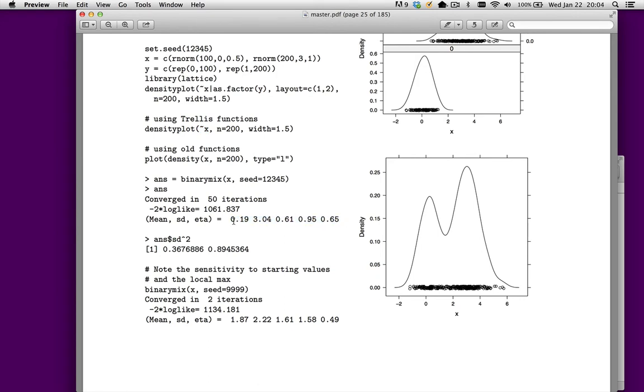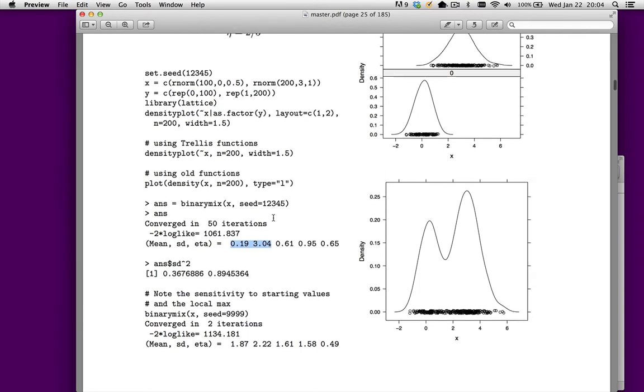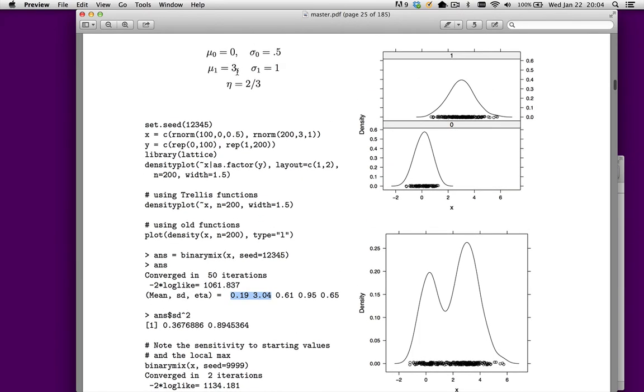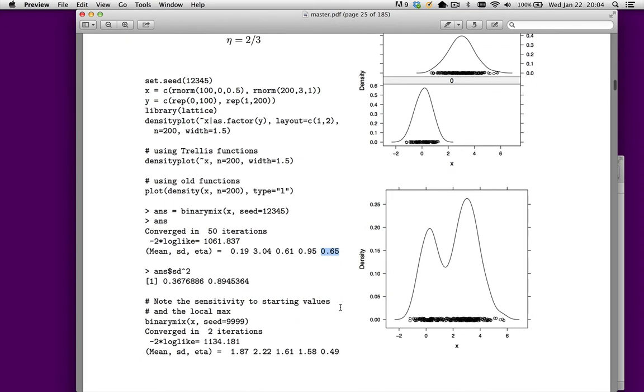So the first two values of the mean, recall that I've rigged it so the mean was 0 and 3. Well, we're pretty close. The standard deviations were 1/2 and 1. Well, again, we're fairly close. And then this is eta, the mixing proportion, which should have been 2/3. 0.65 is pretty close.